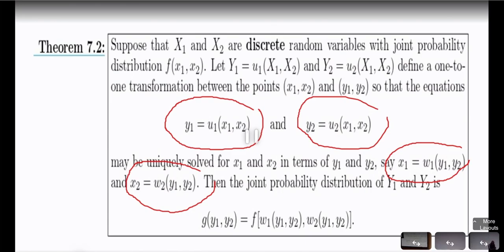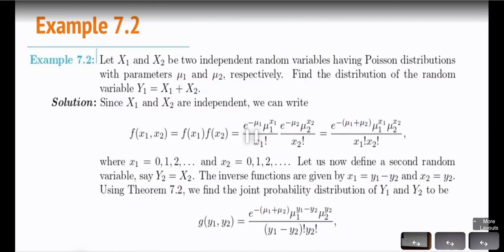Okay, now I'm going to give you an example right now before I make use of the board. Now, let x1 and x2 be two independent random samples. X1 follows a Poisson distribution. X2 also follows a Poisson distribution. The parameter for the Poisson distribution for x1 is mu1. The parameter for x2 is mu2. And you know what they wanted to find? They wanted to find the distribution of y1 equal to the sum of x1 plus x2.